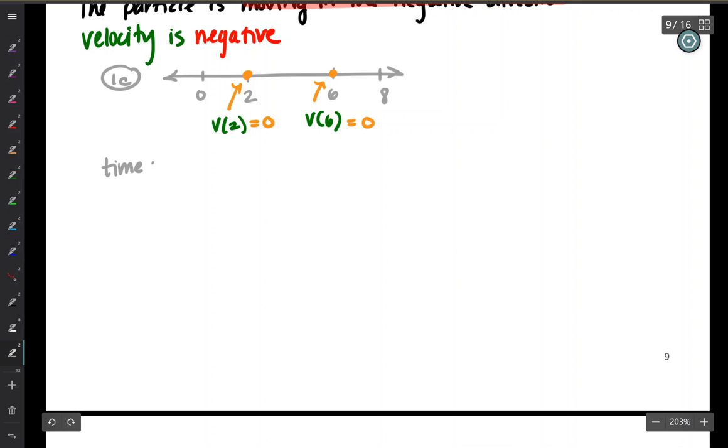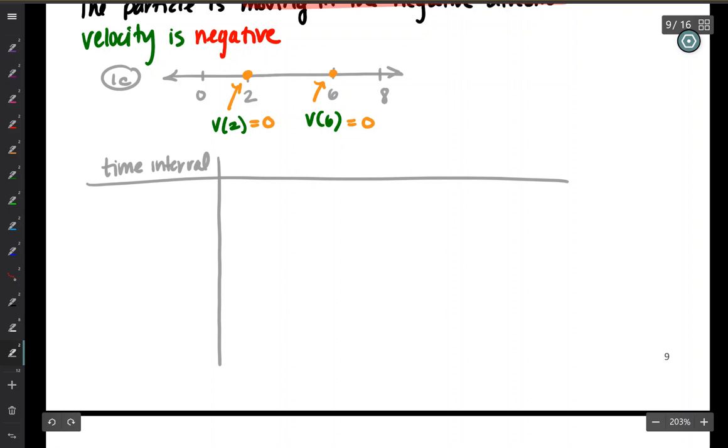You've got your time interval. And I want to test the sign, meaning positive, negative, or 0, of what function? Of my velocity function. And then I will know the direction, because if velocity is positive, you're moving in the positive direction. If velocity is negative, you're moving in the negative direction.